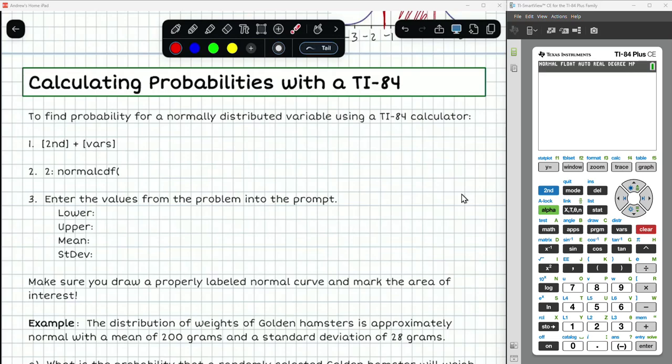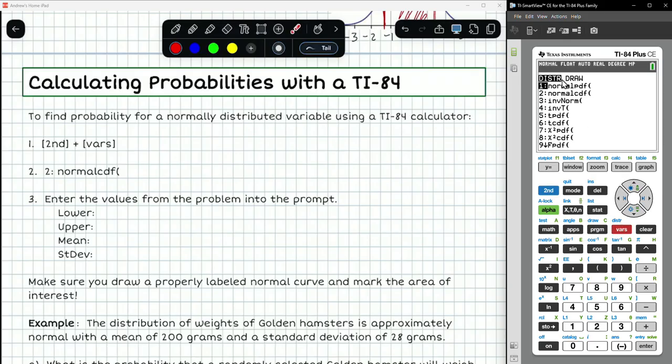In this video, we're going to talk about how to find probabilities for a normal distribution using a TI-84 calculator. In order to access our distribution menu, we're going to press second and vars. And you'll notice it takes us to the distribution menu, and there are two normal functions, normal PDF and normal CDF. We will never use option 1. We're always going to use normal CDF, option 2.